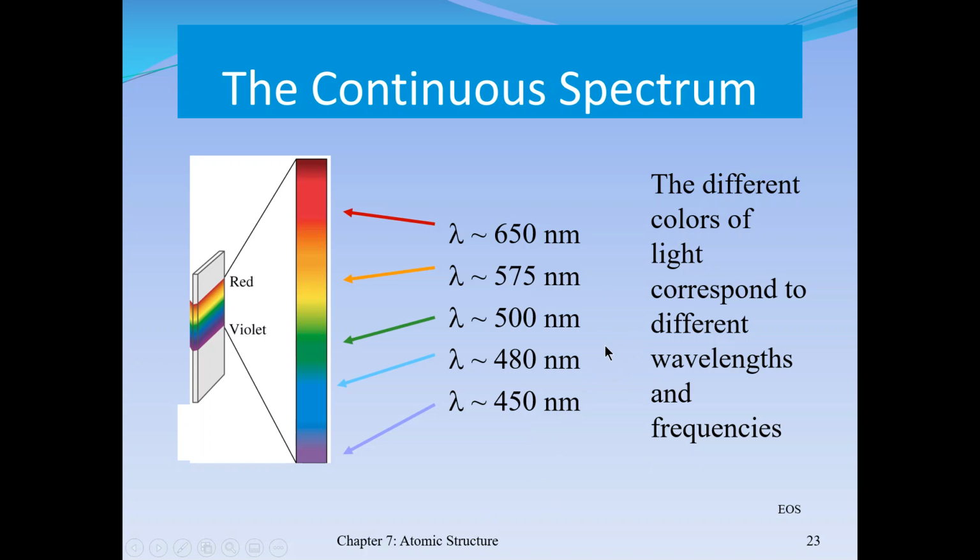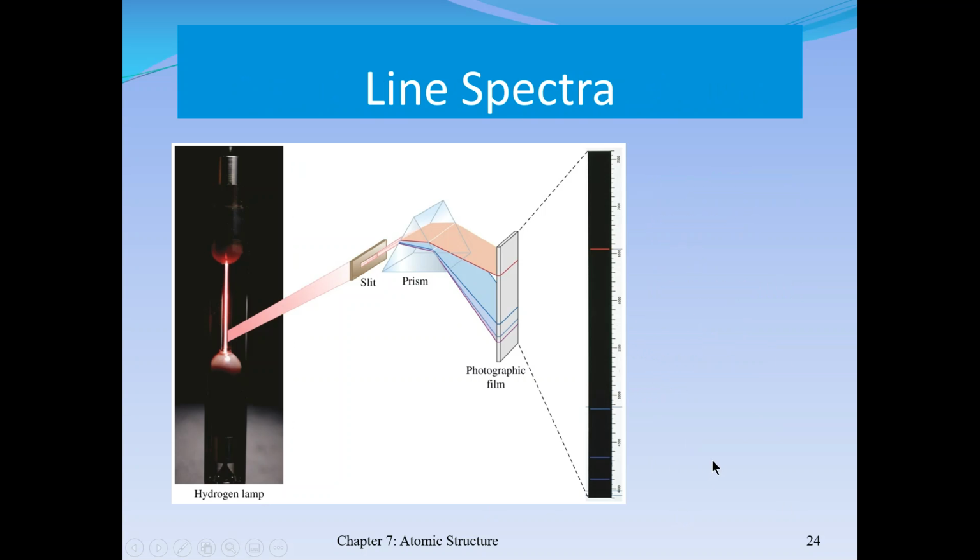Okay, we're going to stop here because in the next video, we're going to see the connection between the spectrum and colors of light and the electronic arrangements in atoms. All right? Okay, until next time.